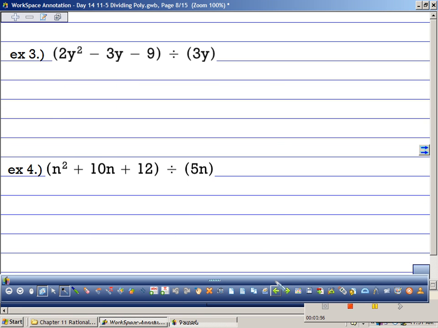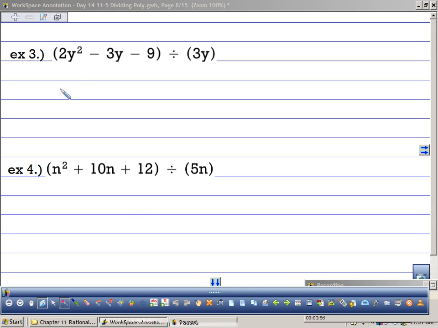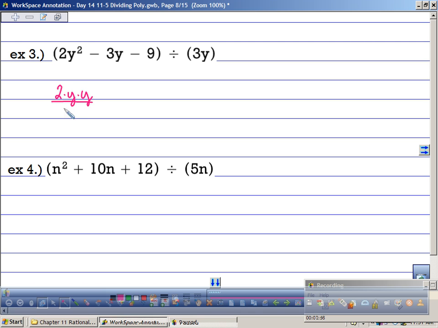Oh, we did already. I was thinking we were on this page. Sorry about that, guys. Okay, so let's do these. 2y squared, so how am I going to write that? 2 times y all over 3y minus 3y over 3y minus 9 over, I want to factor that, 3 times 3 over 3y.